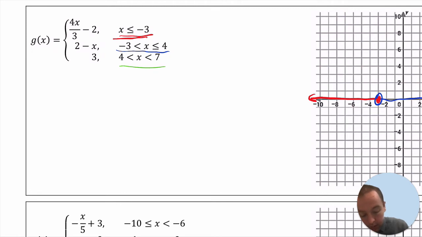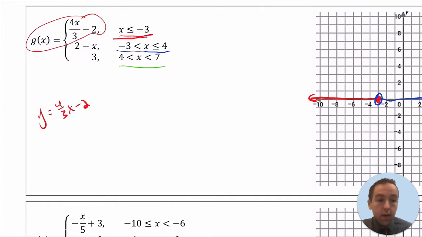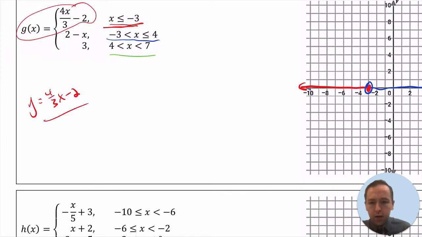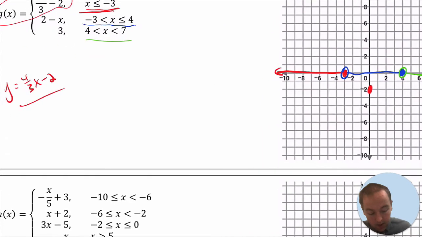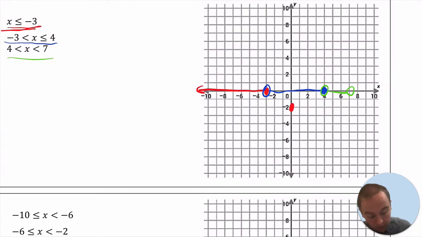So if we start with the first part right here, you just really got to think like this is just y equals 4/3 x minus 2. So graph it like you normally would, and then we'll only have the part of it that's going to have x be a value equal to -3 or below. So to graph 4/3 x minus 2, you just start at -2 for your y-intercept, and then you're going to have a slope of 4/3. So that would go up 4 and over 3 and up 4 over 3.